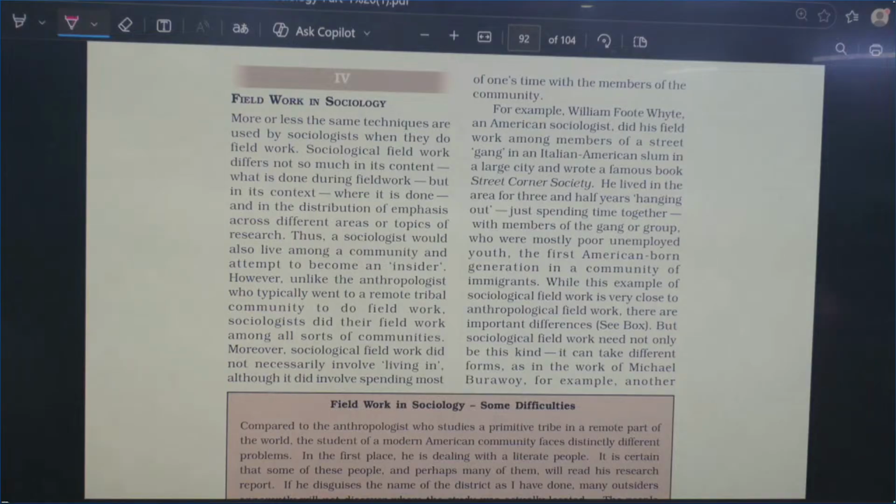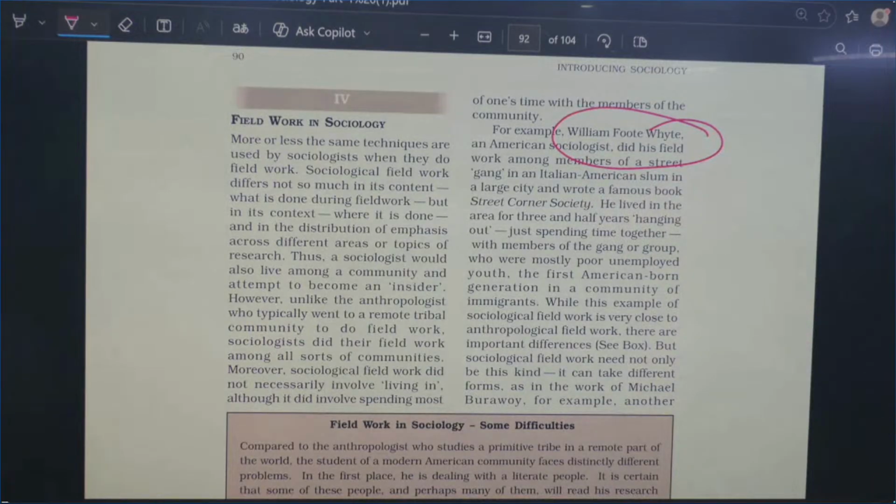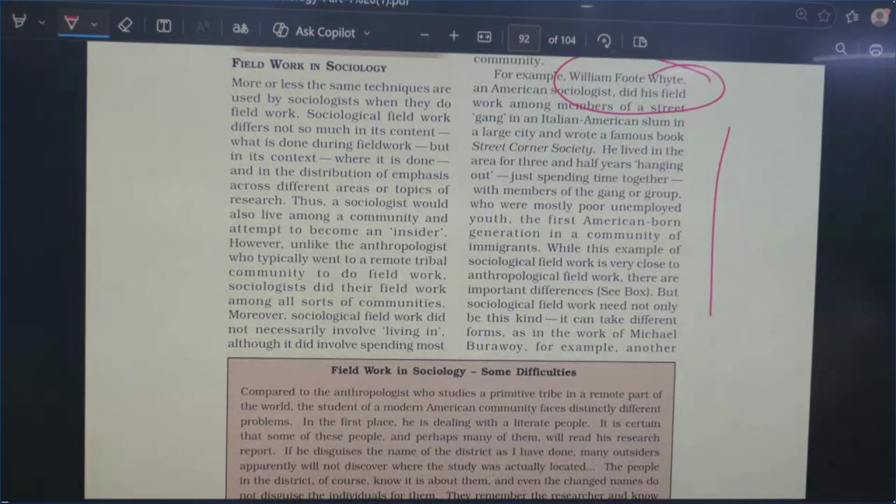However, unlike the anthropologists who typically went to remote tribal communities, but this is a myth, it is not like that. Sociological fieldwork did not necessarily involve living in. So, for example, William Foote Whyte, an American sociologist, did his fieldwork among the members of a street gang in an Italian American slum. He lived in the area for 3.5 years, hanging out, just spending time together with members of the gang or group who were mostly poor and unemployed youth, the first American-born generation in a community of immigrants. While this example of sociological fieldwork is very close to anthropological, it can take different forms.